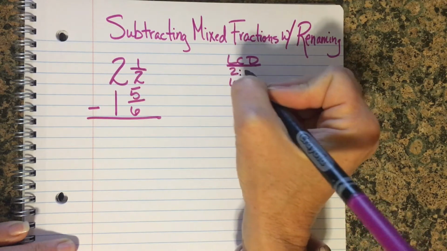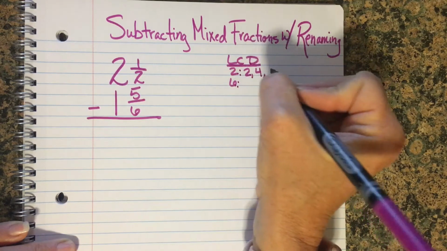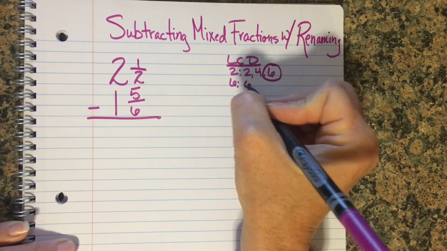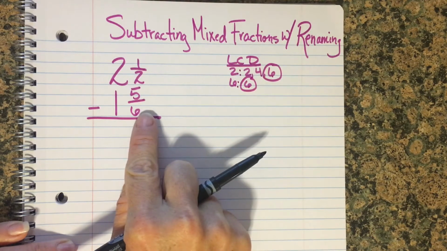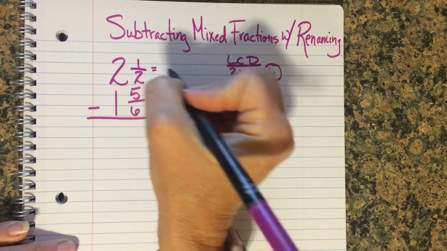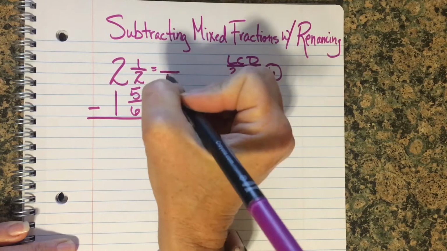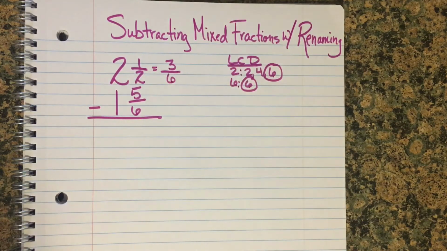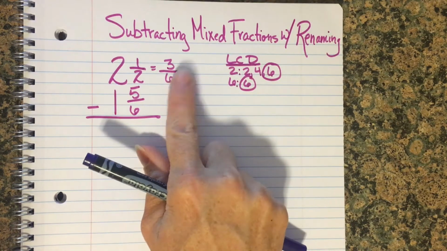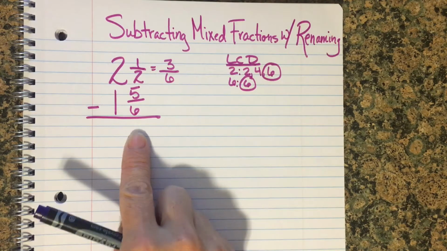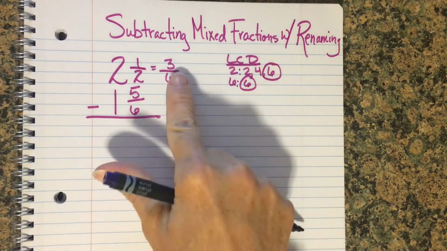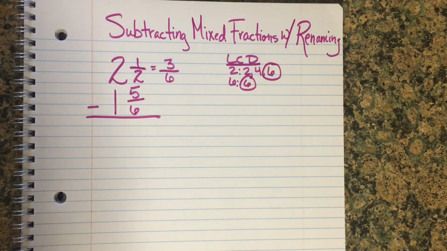2 and 6: 2, 4, 6. 6 is my least common denominator. I don't have to do anything to him, so I'm just going to change 1/2 into 3/6. Now this is where we see kids rush through and put 3/6 minus 5/6 is 2/6. You cannot do 3 minus 5 without getting a negative number.